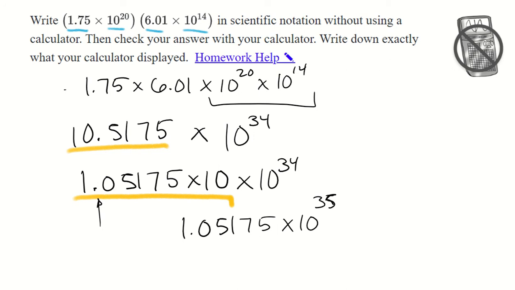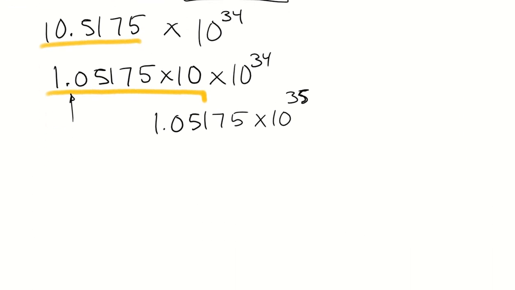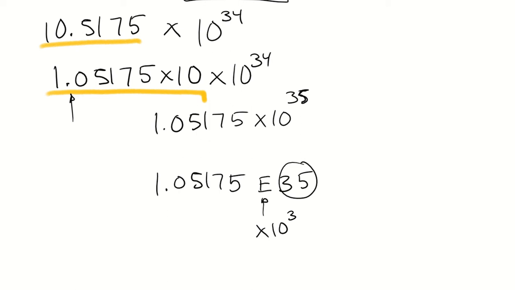The classroom calculators will give you exactly that answer, but you might be using a different calculator. I just want you to see what's a possibility. If you do this problem in your calculator, you could quite easily see this as an answer, 1.05175, and then you would see an E, and then the number 35. So if you see that, this E should be replaced with times 10, and this number 35 should be the exponent.